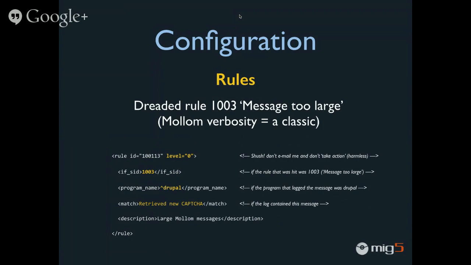This is just another case. 1003 is the message too large alert. That's when there's been a really big syslog message for some reason. Molem is a classic. These massive, verbose, OAuth sort of things whenever a new capture is being retrieved or something. So I'm matching here on, I'm saying level equals 0. It's not actually a problem, so don't do anything. It's just noisy. So level 0 means ignore this sort of problem. And the match is retrieve new capture, which is a common Molem message. And I'm basically saying, ignore. This is stupid.